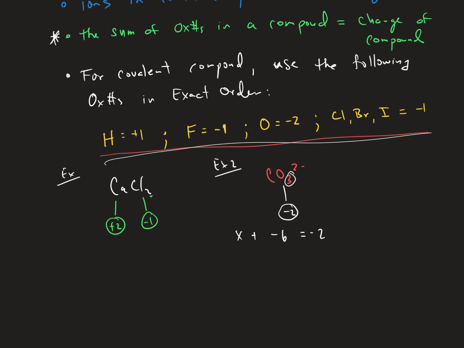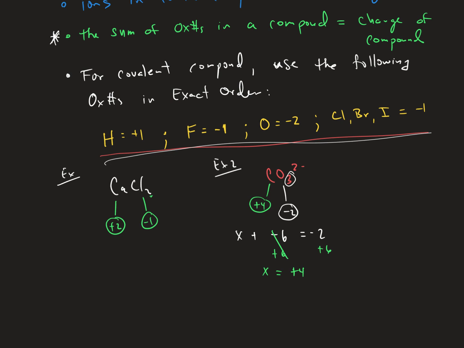Okay? So now we have to do a little bit of algebra. How do we solve for X? We add 6 to both sides. Good. And we got the oxidation number for carbon is +4. You with me? And then it works out. Any questions on that? Okay.